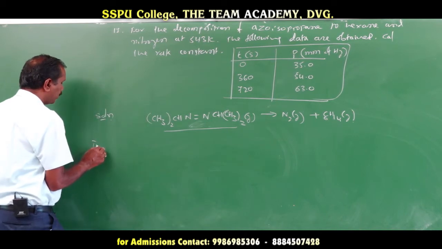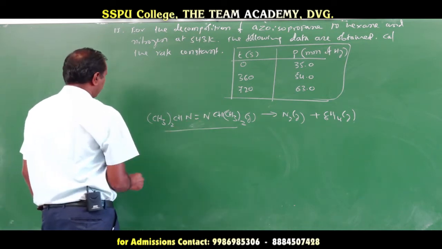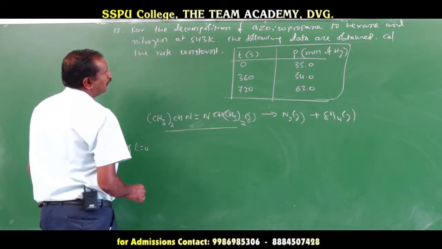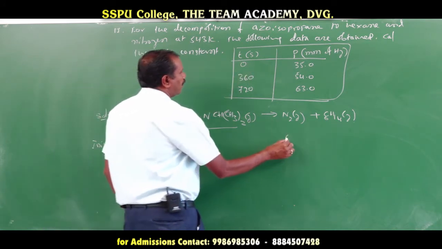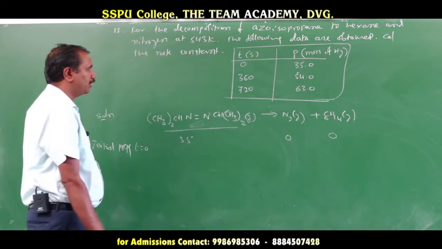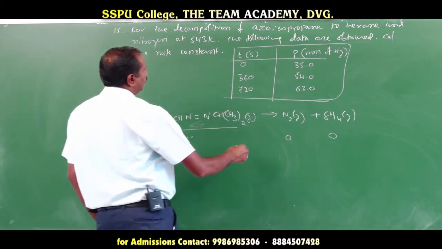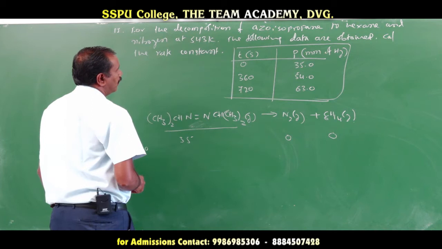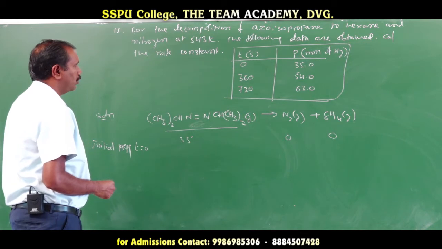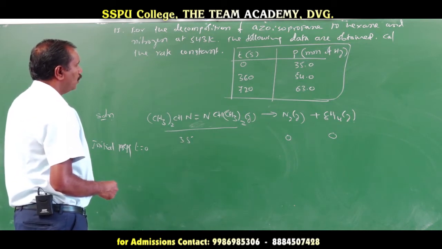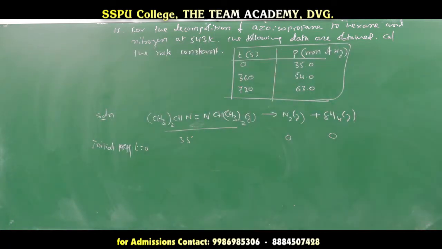So let us take the initial pressure, that is when t is 0. The initial pressure at time 0 is 35. The pressure of our product at 0 time is 0. Then after the time interval of 360 seconds, 54 is the total pressure of that mixture, or the partial pressure of the mixture.